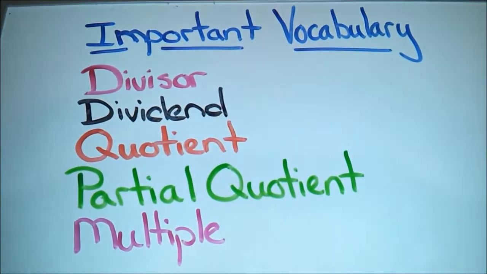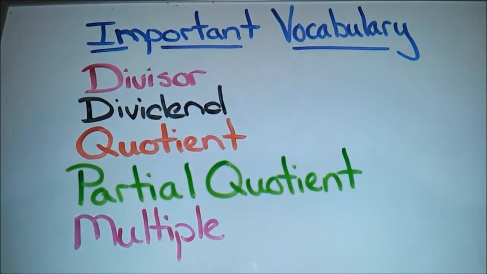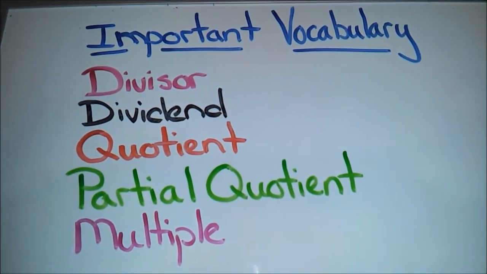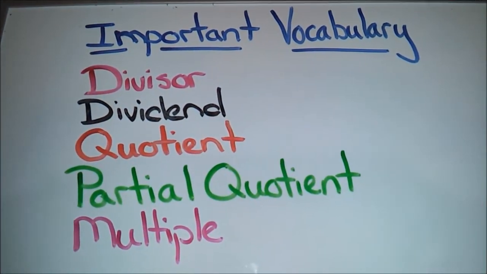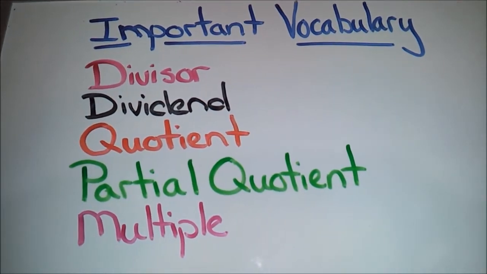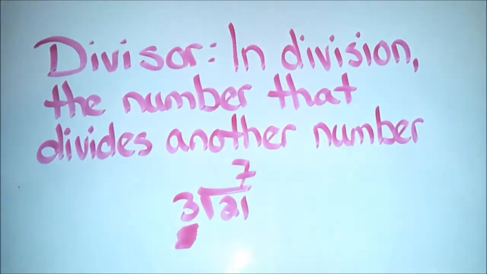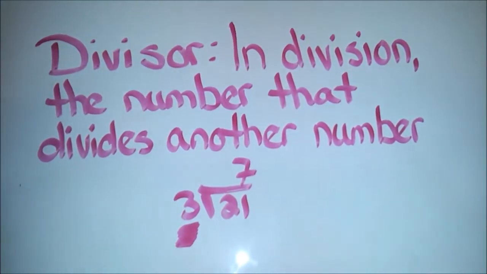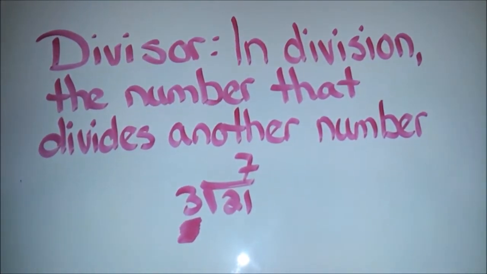Let's discuss some important vocabulary words for this lesson. These will include divisor, dividend, quotient, partial quotient, and multiple. These are terms you should already know. Let's start with divisor. In division, a divisor is a number that divides another number.